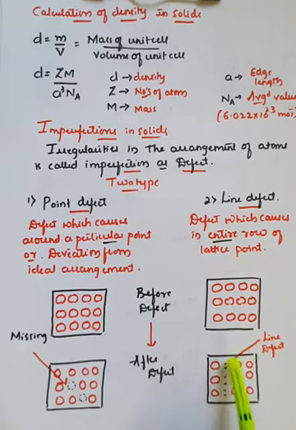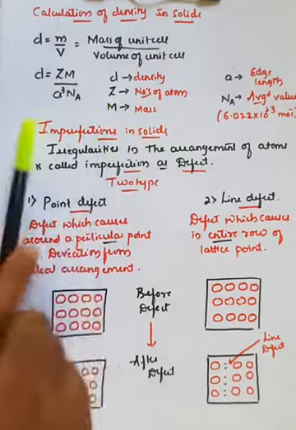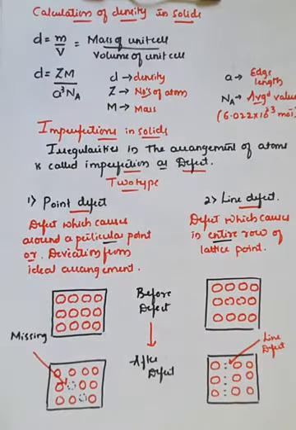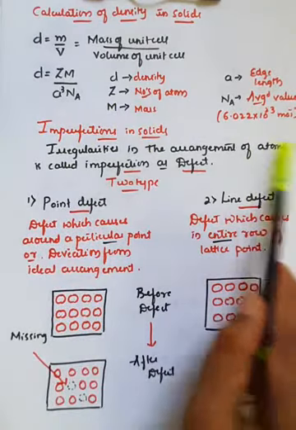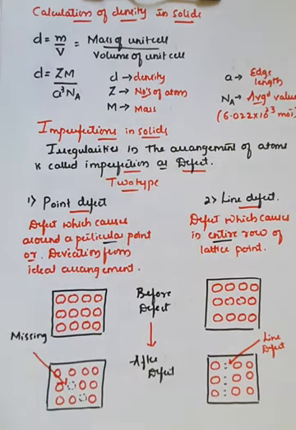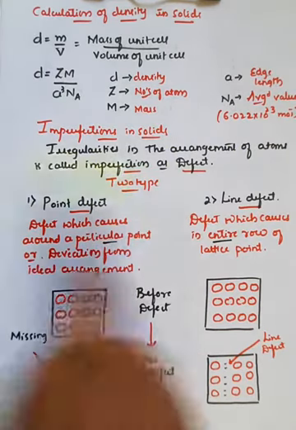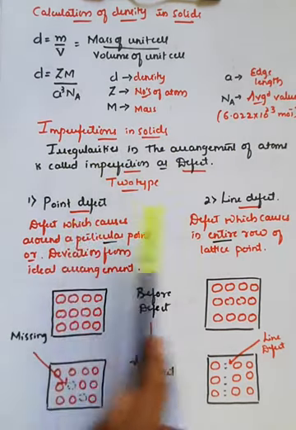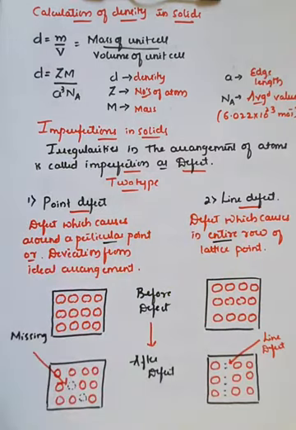In a line defect, there is complete missing of the second column, or there may be complete missing of the first row or second row, like this. That defect is generally called a line defect. Therefore, irregularities in the arrangement of atoms are generally called imperfections in solids. There are two types of imperfections: one is point defect and the second one is line defect.